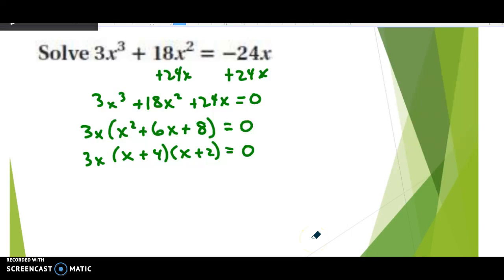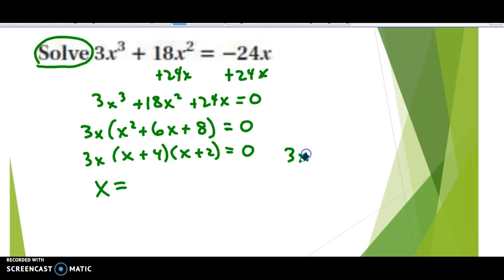Okay, so we have fully factored, but because it says solve, now we need to make sure that we tell what the zeros are, or the roots of this polynomial function. So looking at my first factor, if I set this equal to 0, I'll do this in red so we can see the difference, then I find that my first root would be 0.